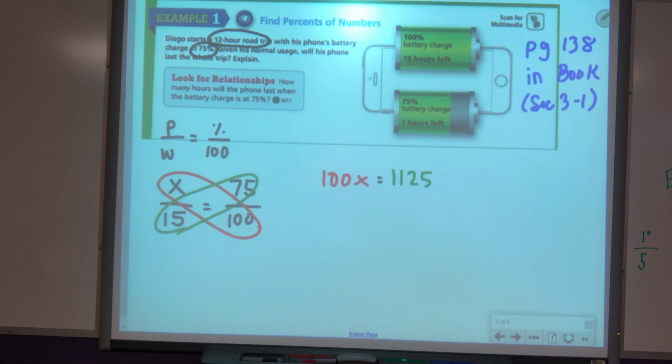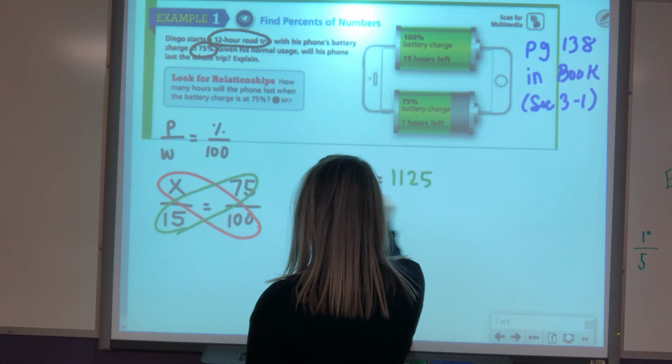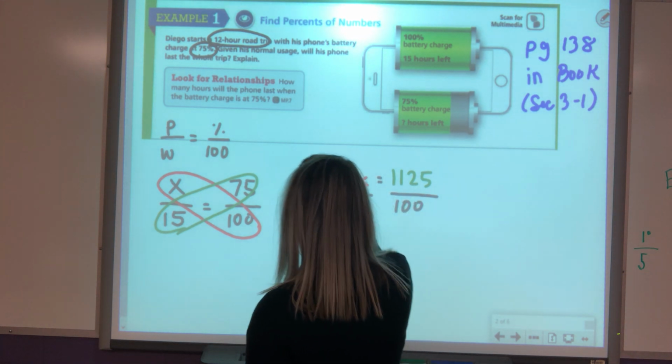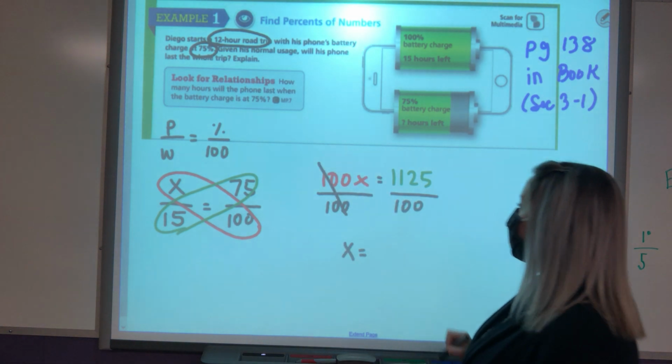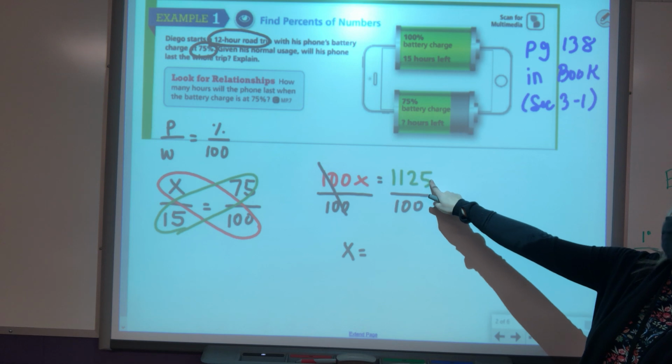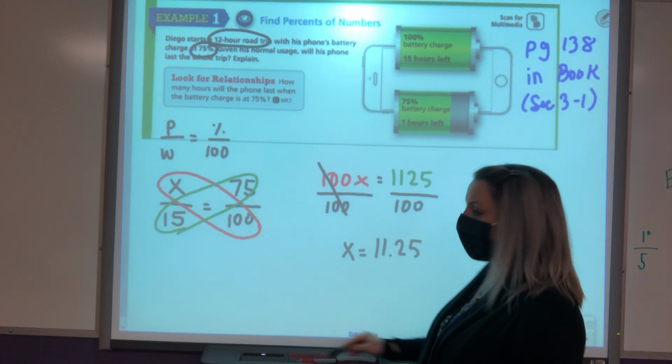So once we get to this point, we have our one-step equation: 100 times x equals 1,125. Do you know how to solve a one-step equation? Yes. 100 is being multiplied by x, so the inverse of multiplying by 100 is dividing by 100. We're going to divide both sides by 100. 100 divided by 100 leaves us with x. 1,125 divided by 100 is 11 and 25 hundredths.